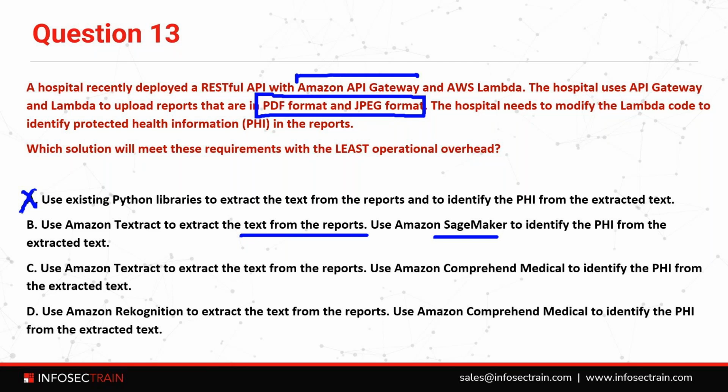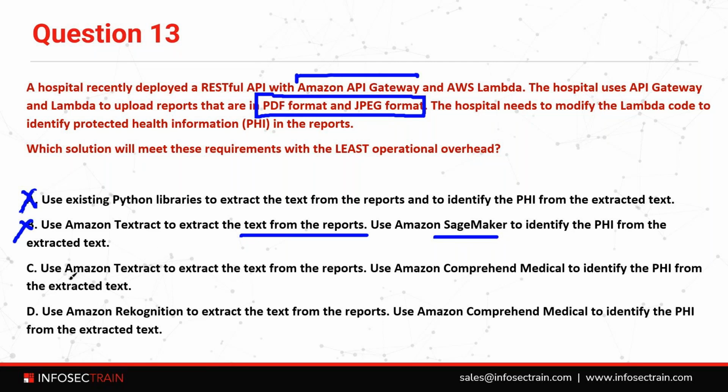That's the thing. So definitely this will create a problem. SageMaker, it says identify the PHI from the extracted text, correct? So yes, that will again increase high operational cost. So I would say that B is not the one I would be looking for. Then I will be going with C.